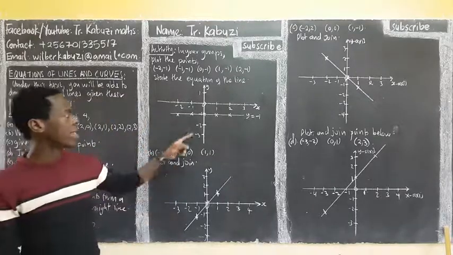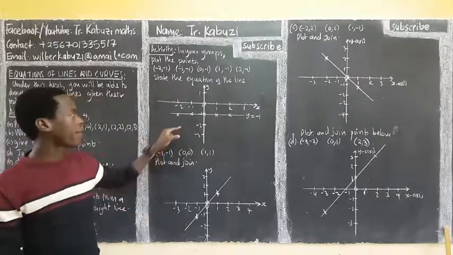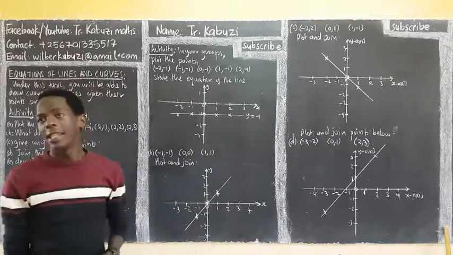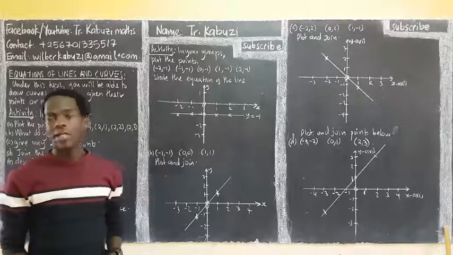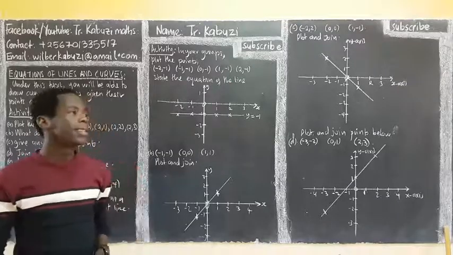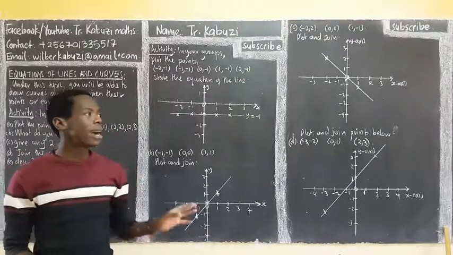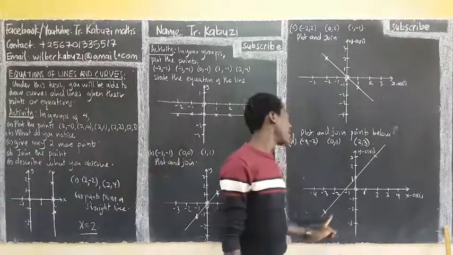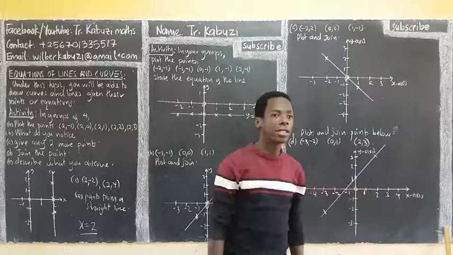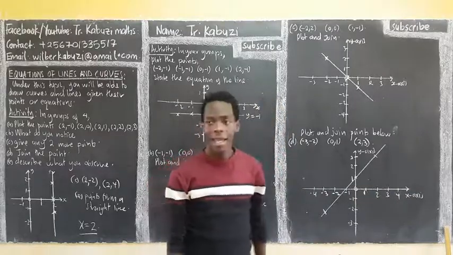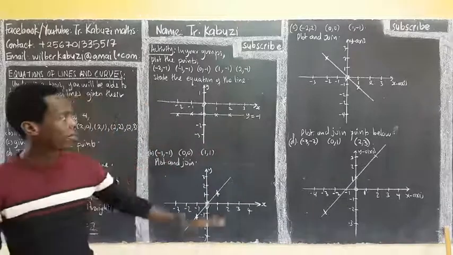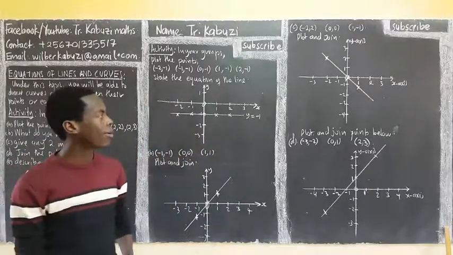In the next lesson we shall see how we get these lines. How do we know that this is going to be slanting? This one is going to be slanting downwards, or this one is going to be slanting upwards from left to right. We are going to see those in senior 2. For now, our focus is on just plotting.